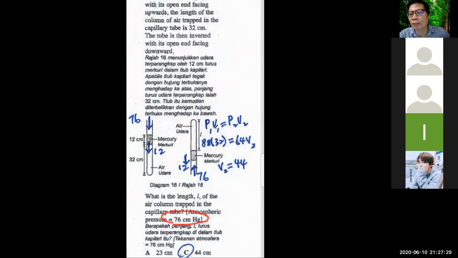For the volume, use the length of the air, 32 cm. The new pressure here, 76 minus 12, becomes 64. Then find the new volume. So cross multiply, solve it, you get 44. The air column here becomes longer, from 32 cm to now 44 cm. Okay, understand? I think we have finished the objective questions.